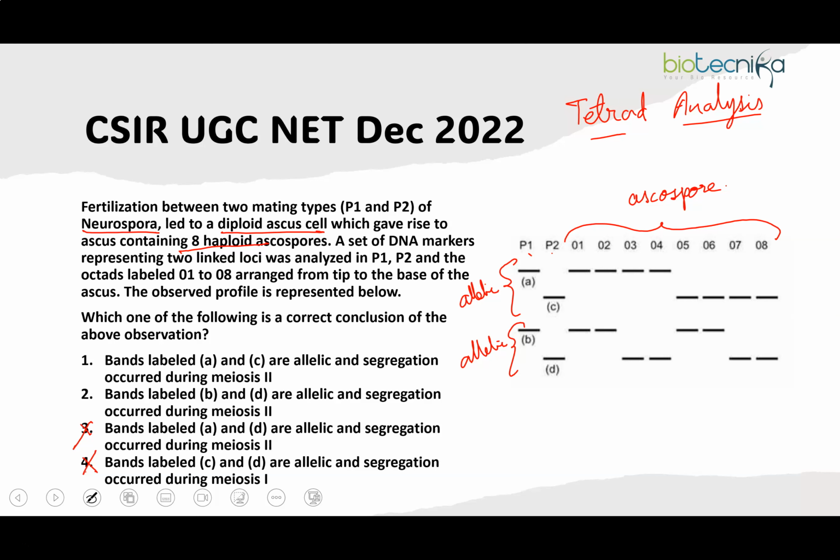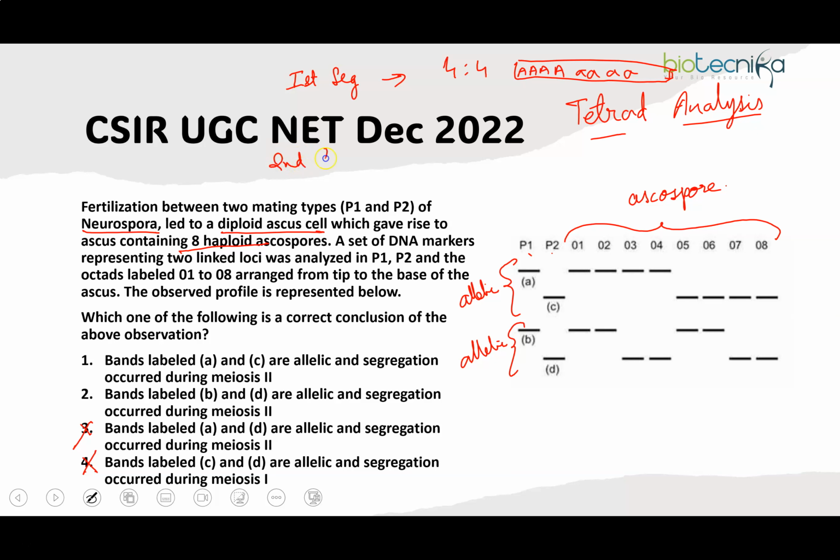Now the next part is about the segregation of the alleles. If we have to talk about segregation of the alleles, then you have to see the arrangement of the spores. When there is first division segregation, what is the configuration we get? We get a 4:4 configuration. If there is an ascus, there will be 4 capital A's followed by 4 small a's. That is the arrangement for first division segregation.